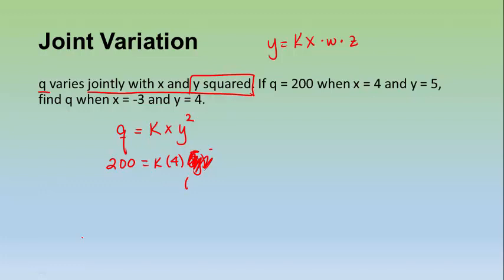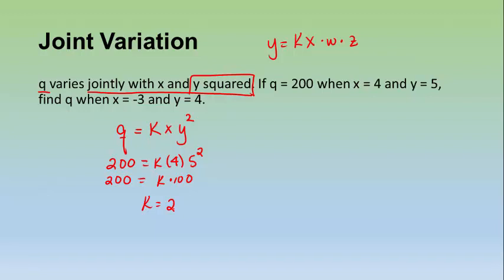I should put a 5 in there, not the y. Oh boy. Let's erase it. What a mess. 5 squared. So let's go ahead and simplify this. If you need your calculators, please grab them. But 200 equals k times, this is 25 times 4, which is 100. So it looks like we got k equals 2.